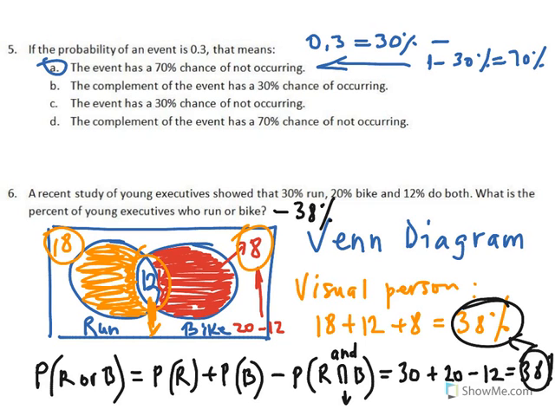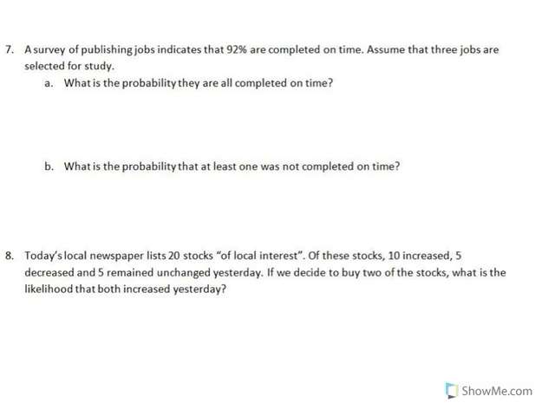Let's move on to question 7. A survey of publishing jobs indicates that 92% are completed on time. 92% of publishing jobs are completed on time. Assume that 3 jobs are selected for study. A. What is the probability that they are all completed on time?